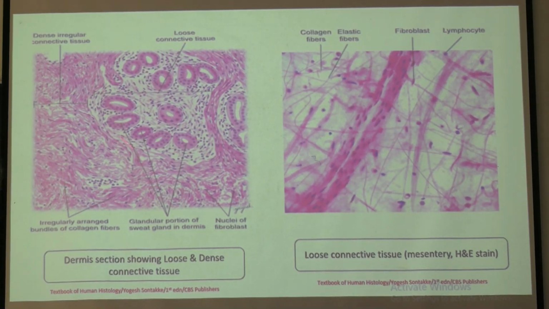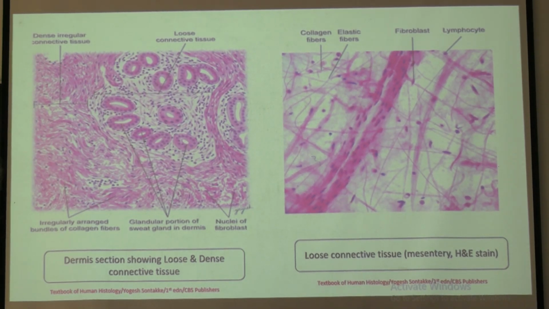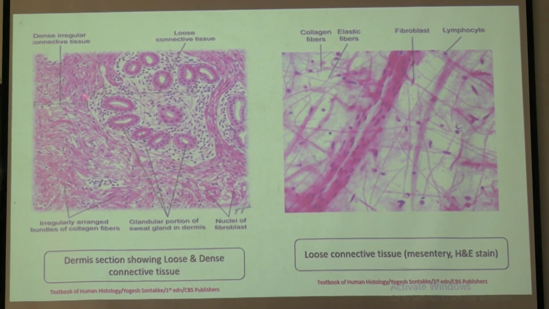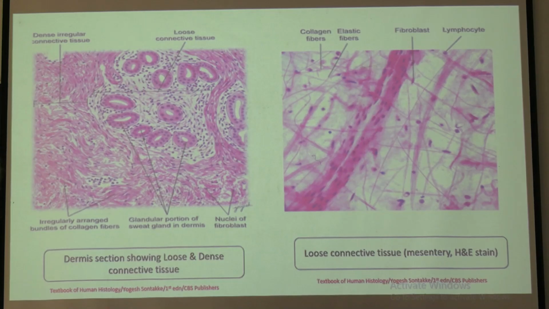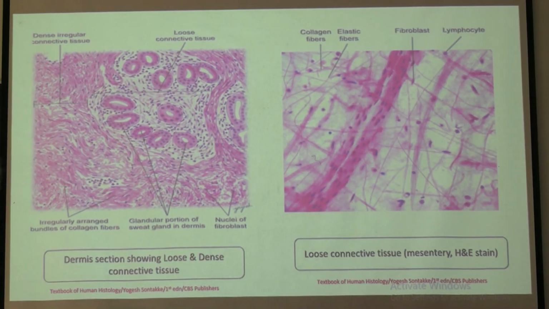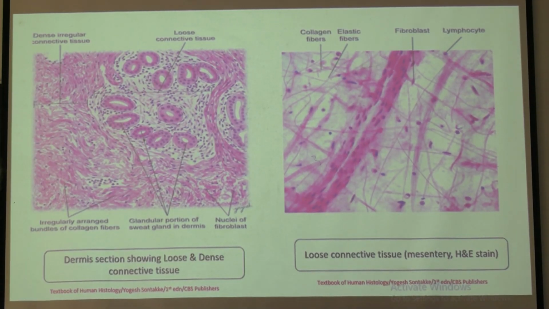So in the dermis you will see some loose connective tissue and some dense irregular connective tissue. Within these collagen bundles, these violet dots you can see are nuclei of the fibroblasts and fibrocytes. They are arranged within the bundles of collagen fibers.